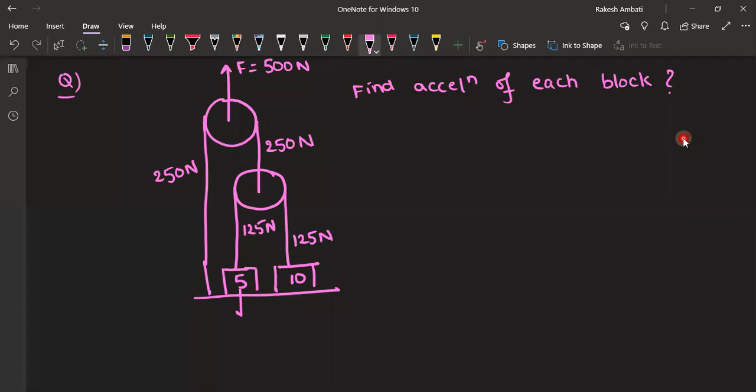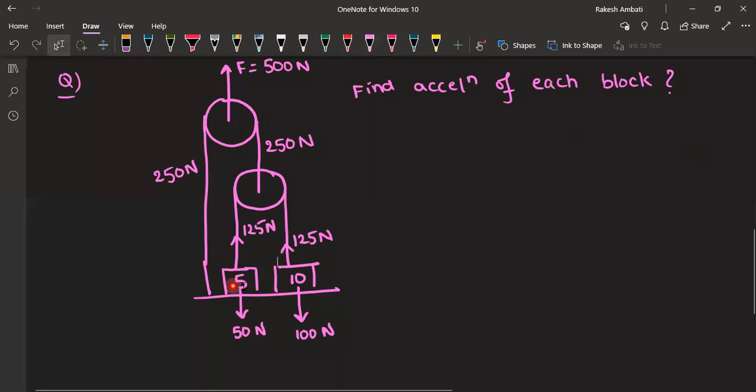For the 5 kg block the weight is 50 newtons, and for the 10 kg block the weight is 100 newtons. For the 5 kg block the direction of the tension force is upwards. For the 10 kg block the direction of the tension force is upwards.